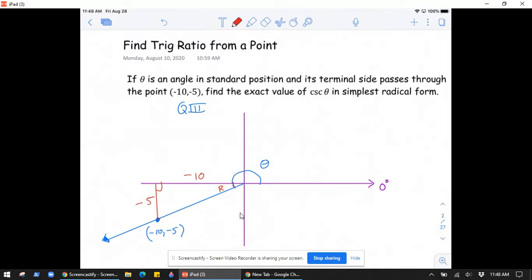In order to do cosecant of theta, because that definition involves the hypotenuse of this triangle, we need to find it. So let's call that c. So we know that c squared is (-10) squared plus (-5) squared. So that c squared equals 100 plus 25, 125. C is always going to be positive. So that's the square root of 125, which you can also write as the square root of 25 times 5, which is 5 root 5. So I'm going to write it like that.